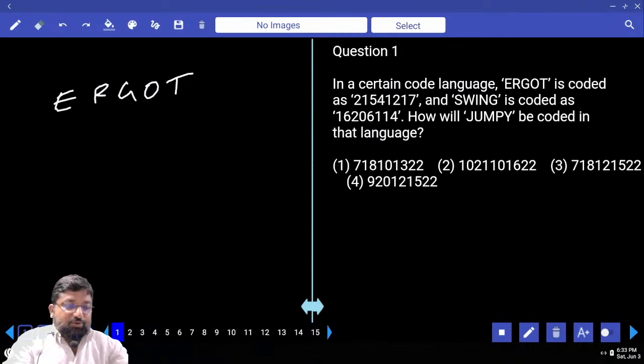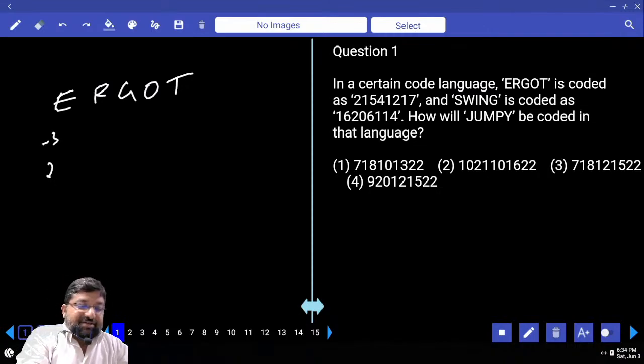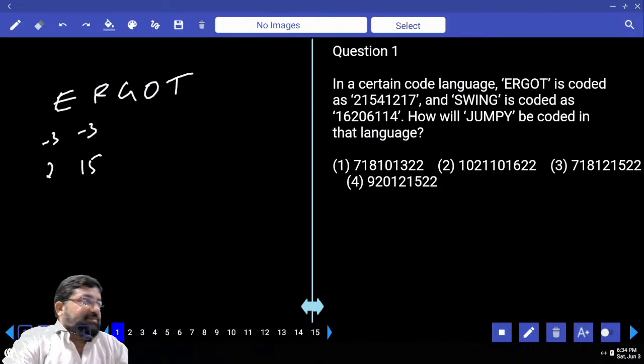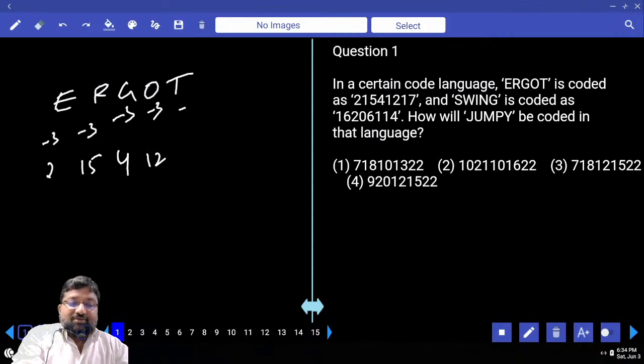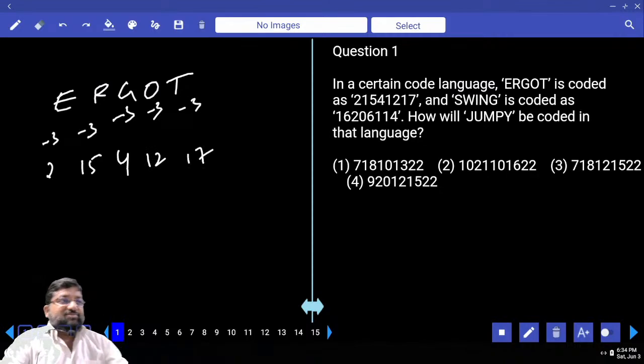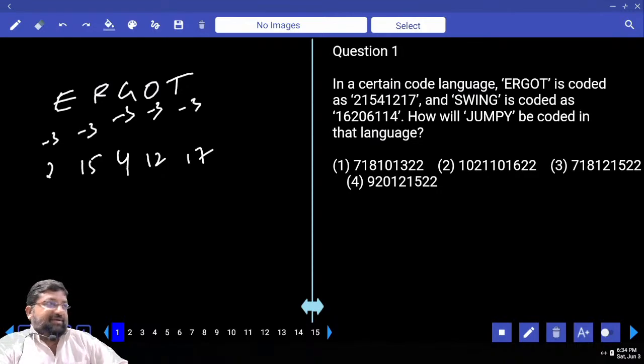If I relate E to 2 now, what is the value here? Minus 3. 18 minus 3, 15. Do we have 15 after 2? Yes. It matches. 7 minus 3, 4. 15 minus 3, 12. 20 minus 3, 17. So what is the logic going on here? Every letter minus 3. Simple and easy. Don't make it complicated. Let us check for the other word also.